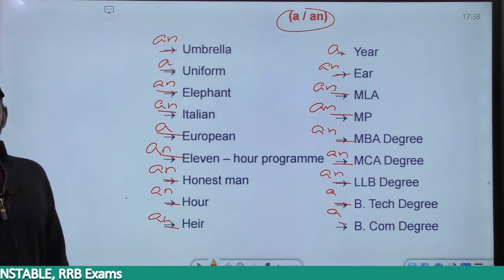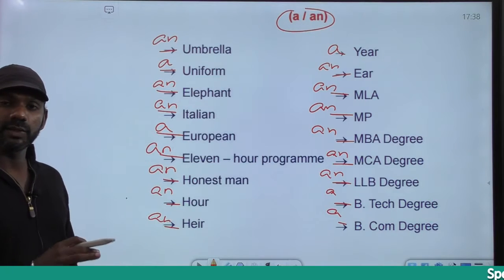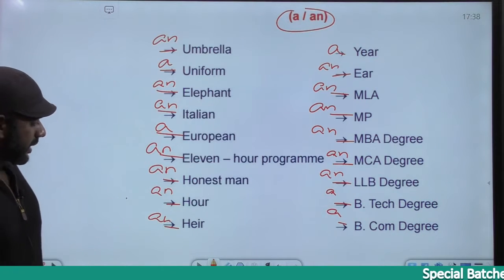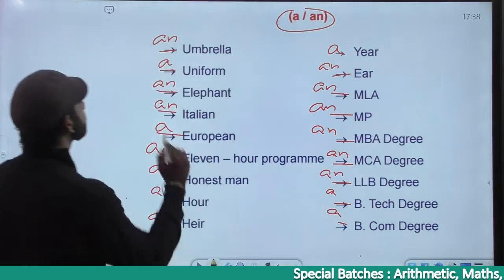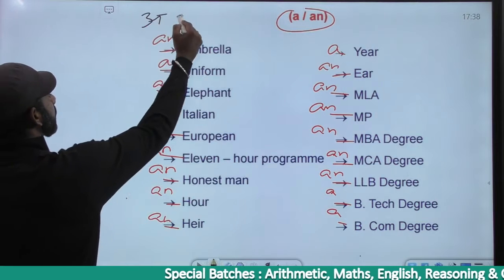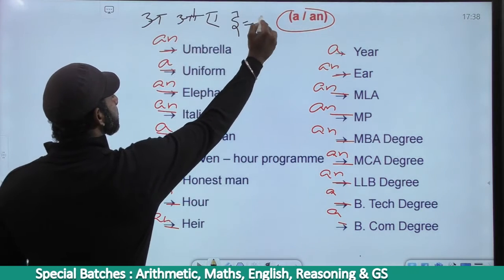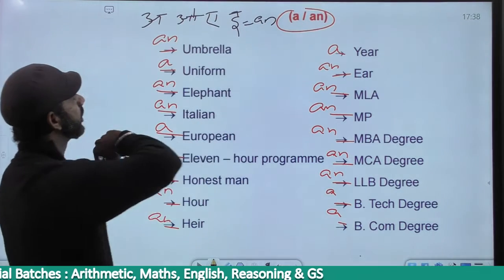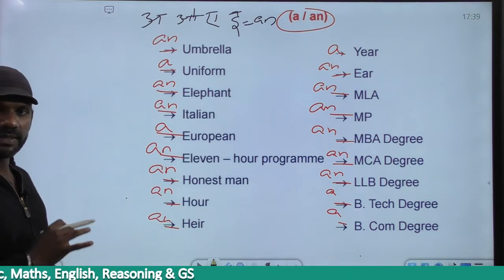Now, as I told you, an is not used in front of vowel letters, an is used in front of vowel sounds. Now just keep this in mind. If a word begins with the sound A, O, A or E, it must be an.